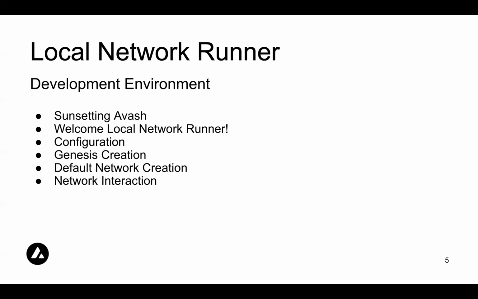So similar to Avalanche, the LNR is a tool to run and interact with an Avalanche network. The nodes that compose the network can run either locally or they can run in a Kubernetes cluster. And when you run it locally, each node runs in a process on your computer. And in Kubernetes, each node runs in a Kubernetes pod, and the Kubernetes pods may be on your computer or they may be remote.